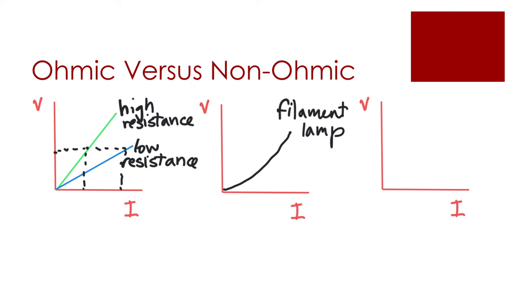The last graph I have here is for a diode, and that is not expected for you to know as presumed knowledge, but it will come up in topic 5. Hopefully you do know that a diode will only allow electricity or current to flow in one direction, so it's going to have its own very characteristic VI graph.